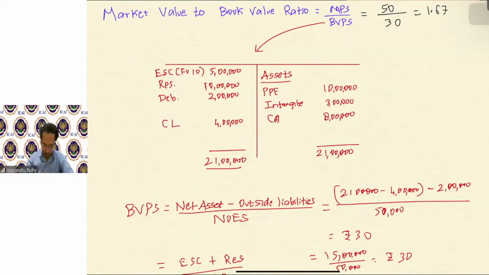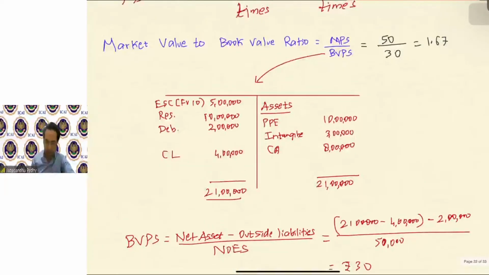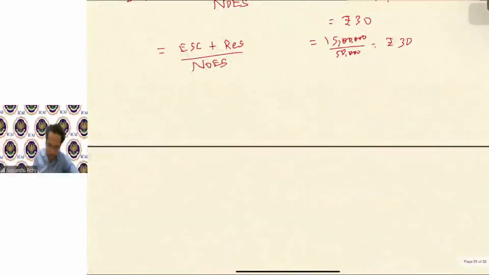Okay, so that's your book value to market value ratio. The interpretation is whether the company is valued higher than its book value or lower. And you generally compare companies in the same industry. So let's say in the industry, the type of company which you have, the industry book value to market value ratio is 1.5 times.